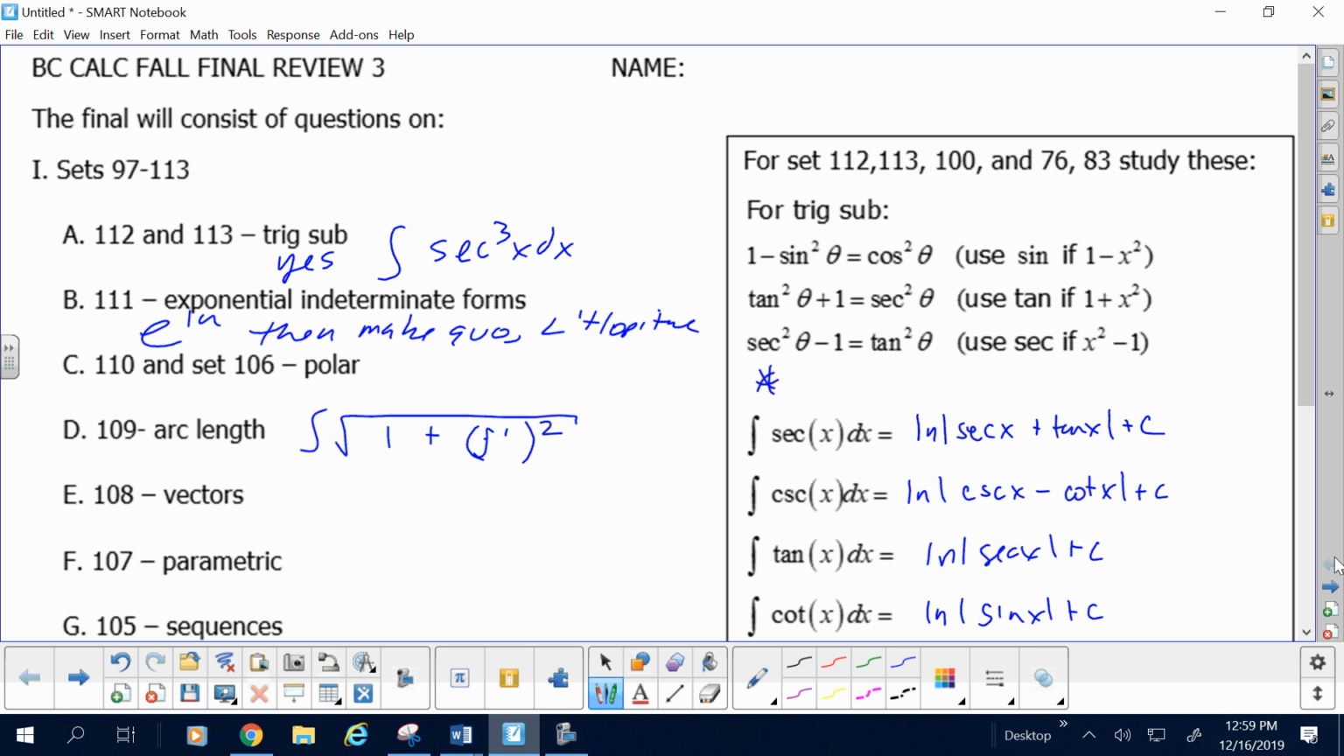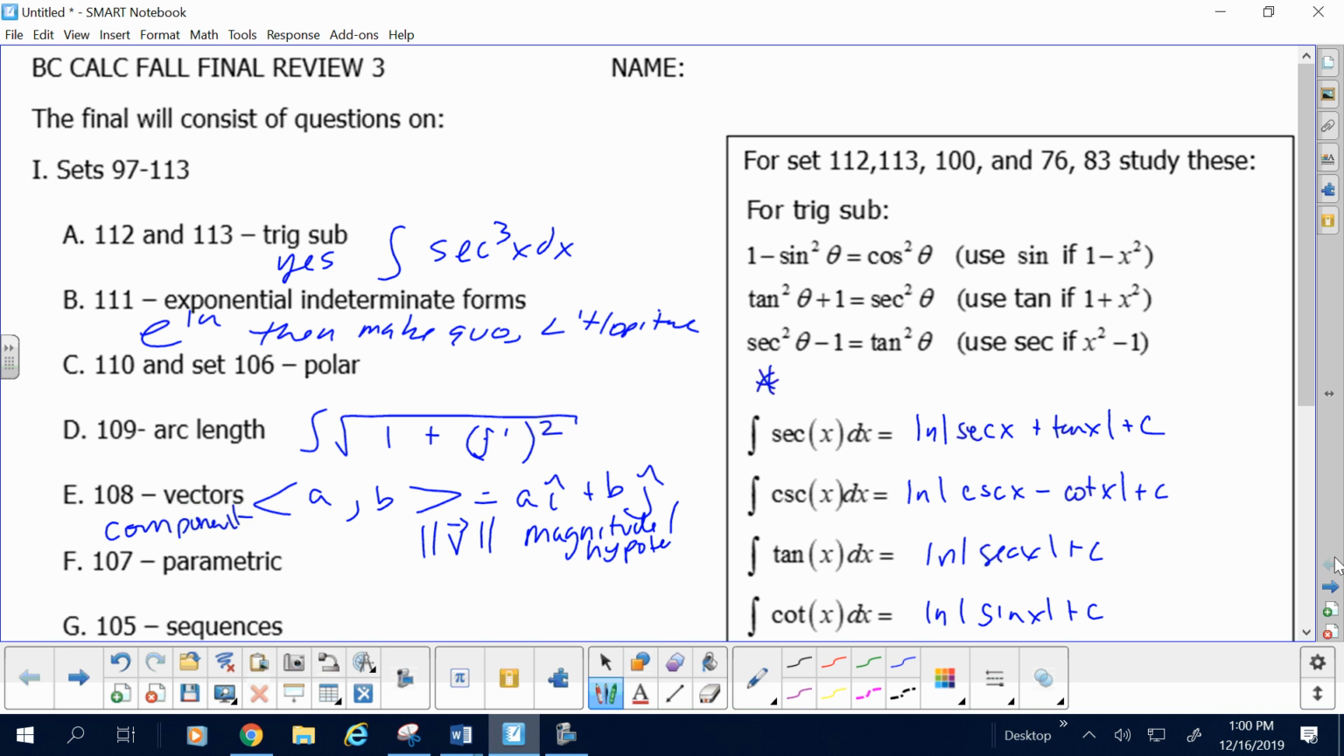Okay, vectors. The extra credit for the vector thing is applicable. If you're wanting to trade your dignity for a few points, it's okay. The only thing, there are many concepts there. Remember, this is component form. It's the same as this. And remember, this notation is magnitude or length of the vector or hypotenuse, not absolute value.